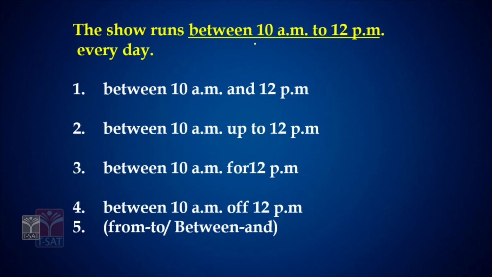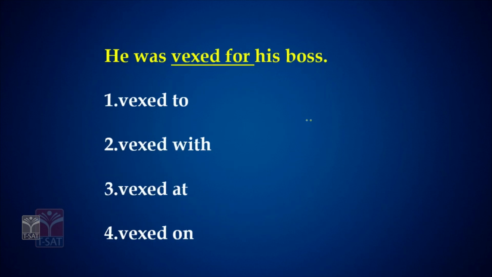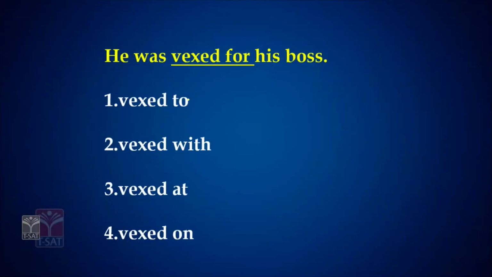So, among the 4 options, the first one, the show runs between 10 a.m. and 12 p.m. every day, it is the correct one. And he was vexed for his boss. Again the rule, the word vexed is followed by with. So, you can eliminate vexed to, vexed at and vexed on. So, the right option is he was vexed with. So, this is the correct option.